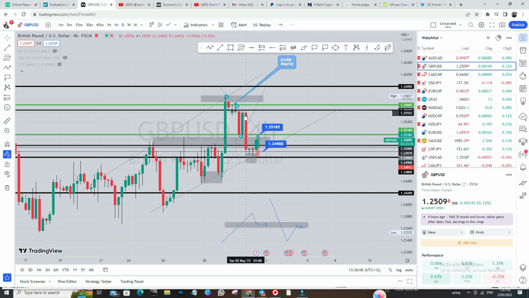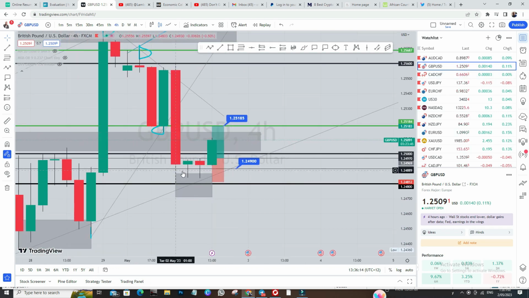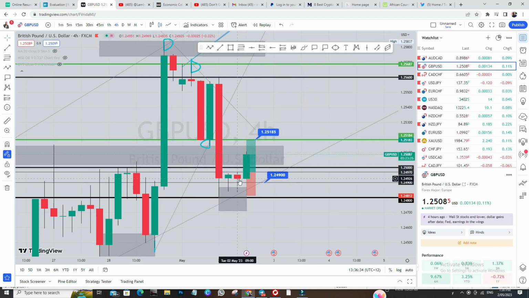After this impulse to the downside, if you pay attention to what price has done on this pair, you see that price has calmed down and created multiple weak rejections here. Once you see that on the chart, it gives you an indication that price is about to make a U-turn. So I waited patiently for the candlesticks to develop. Remember, this is a 4 hour time frame, so each candlestick here is 4 hours. You can see the last 3 candles, 1, 2, 3.